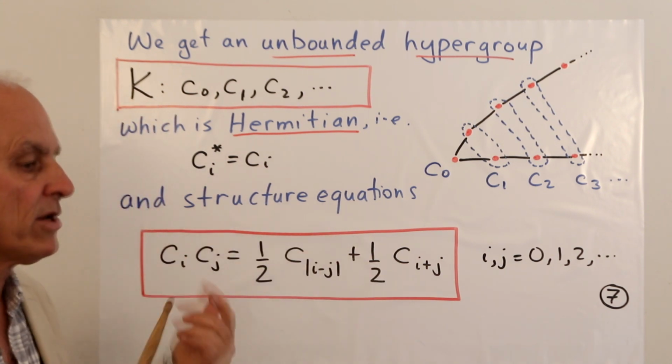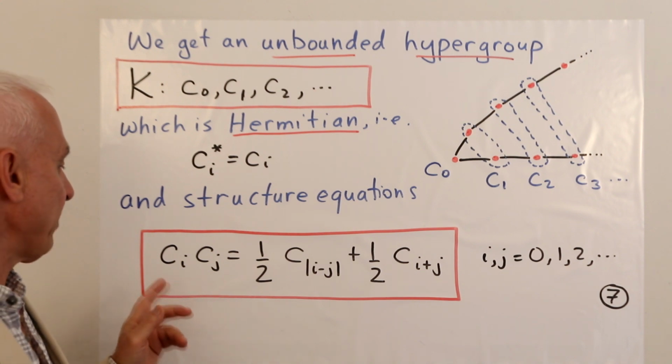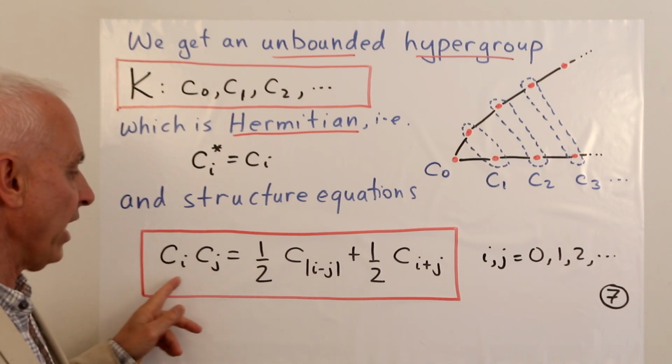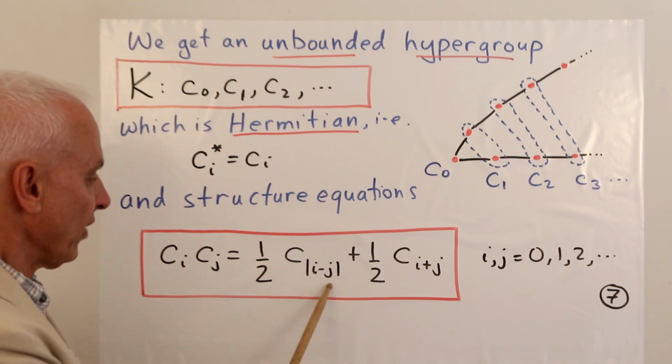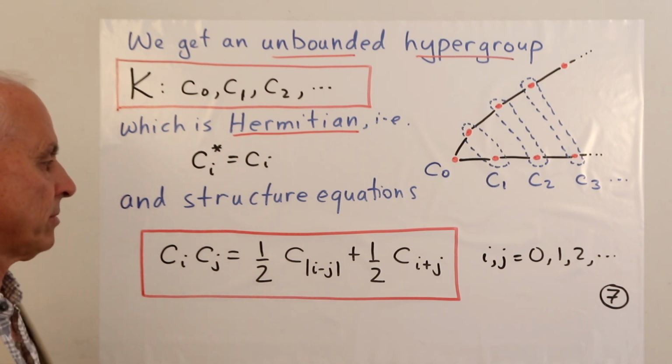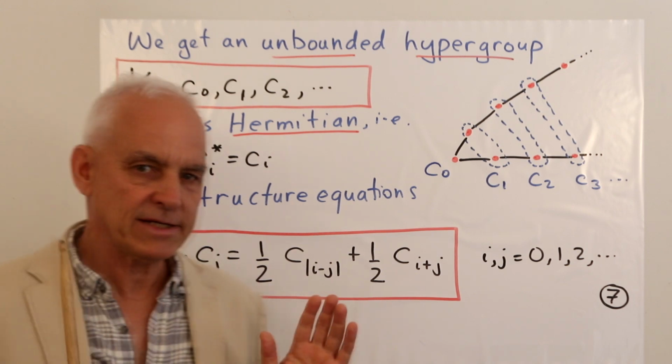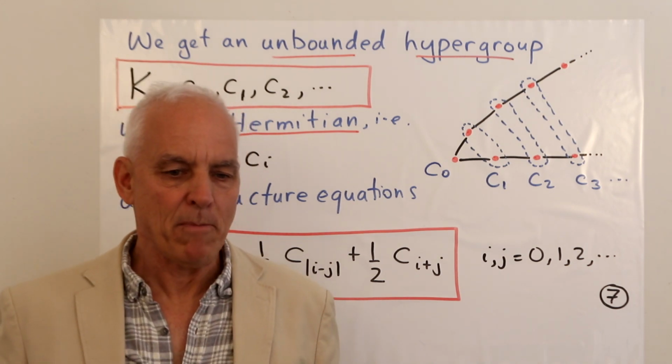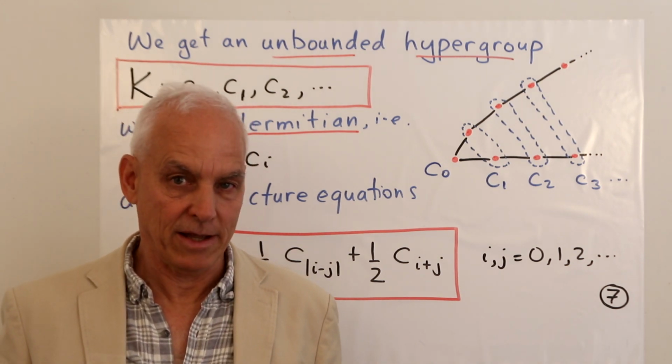So there's really only one structure equation, and that holds even if i equals j. If i equals j, then there's a C0 that appears here, so that's the star condition. So it's actually a very simple and elegant hypergroup, but it's surprisingly interesting and quite important.